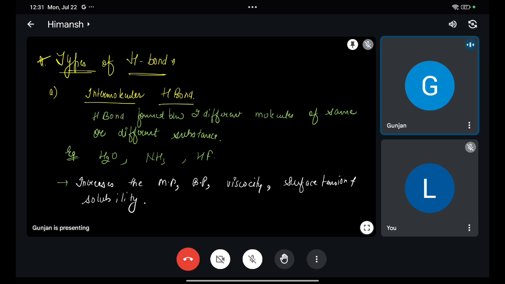Melting point increases because two molecules are now bonded strongly with each other. Boiling point will also increase because molecules are bonded strongly. Viscosity, because molecules are closely packed, means how viscous the liquid is, will be reduced. Surface tension again will increase because surface tension is how particles are bonded, so they will increase the surface tension. And solubility, because if molecules are forming bonds with other molecules, they will easily be soluble in each other, right? Yes, ma'am.